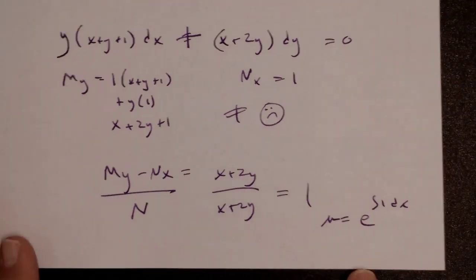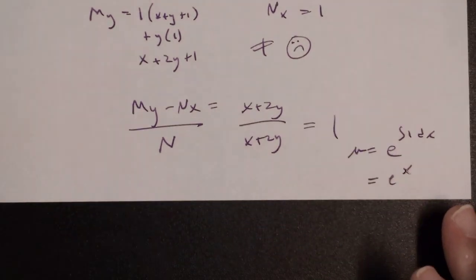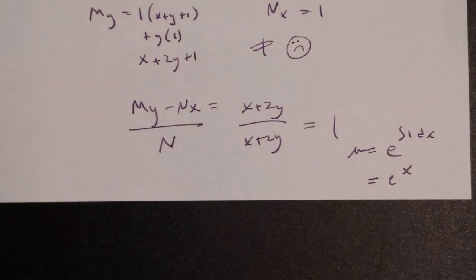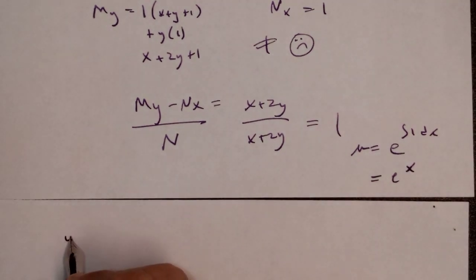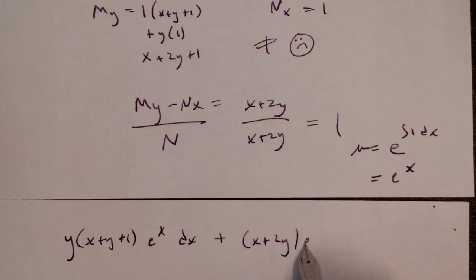Zoomed in. There we go. So that's e to the x. So that means that my new equation, new piece of paper, should be x plus y plus 1 e to the x dx plus x plus 2y e to the x dy. That should, underline that word, should be exact.